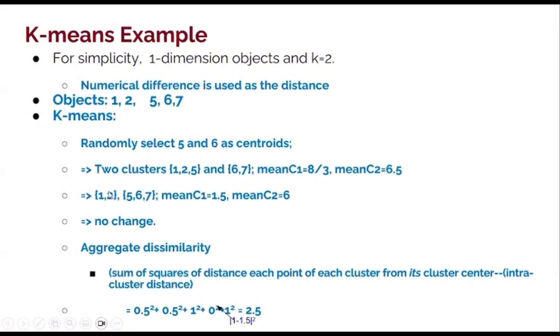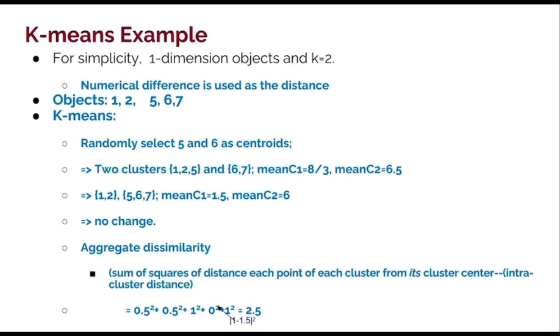Now, if you want to continue and go again, let's say you find the mean of this group, that's 1.5, right? The mean of this group is 6. What are the numbers very close to 1.5? You're going to see it's still 1 and 2. What are the numbers close to 6? It's still this group here. Because of that, there's no change. And if there's no change, then we say the algorithm has converged.